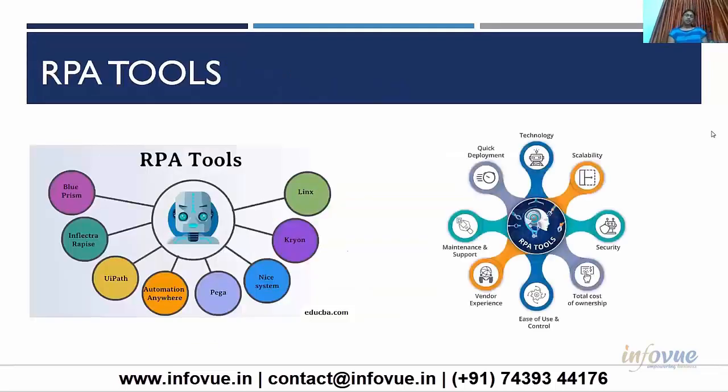Next, RPA tools. How do you think RPA is applied in these industries? As in the world of RPA, physical robots do not work. Well, RPA is applied in the industries using the enormous tools it has on a day-to-day basis. Here are some of the tools such as Blue Prism, UiPath, Automation Anywhere, Pega, and many more. These tools prosper in the market because of the user interface, vendor experience, and maintenance and support, and so on. To select the right tool, consider the checklist here, which includes technology, scalability, security, total cost of ownership, ease of use and control, vendor experience, maintenance and support, and quick deployment.